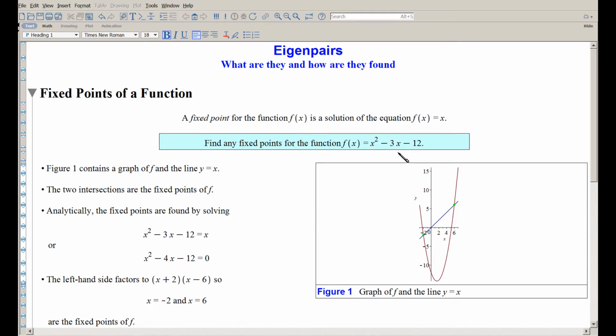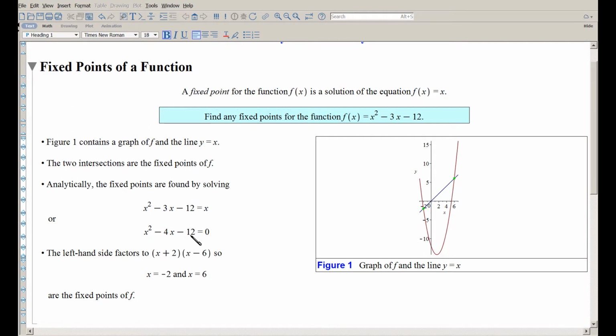The function is x squared minus 3x minus 12. And we set that equal to x. So we have this equation here, which becomes this quadratic here. And the left side then factors as shown. And so the solutions are x equals -2 and 6.